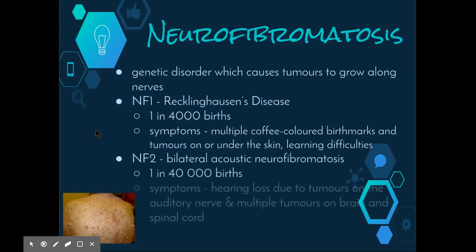So neurofibromatosis 2, also known as bilateral acoustic neurofibromatosis, is much rarer and occurs in 1 in 40,000 births. Some common symptoms include hearing loss, occurring in teens, which is generally the first symptom due to tumours affecting the auditory nerve. NF2 is also categorized by multiple tumours on the nerves of the brain and spinal cord.